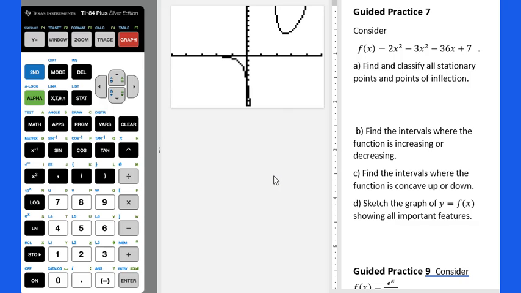Let's go to guided practice 7. Consider f of x equals 2x to the third power minus 3x squared minus 36x plus 7. Find and classify all stationary points and points of inflection. All stationary points means maximum, minimum, or stationary inflection.